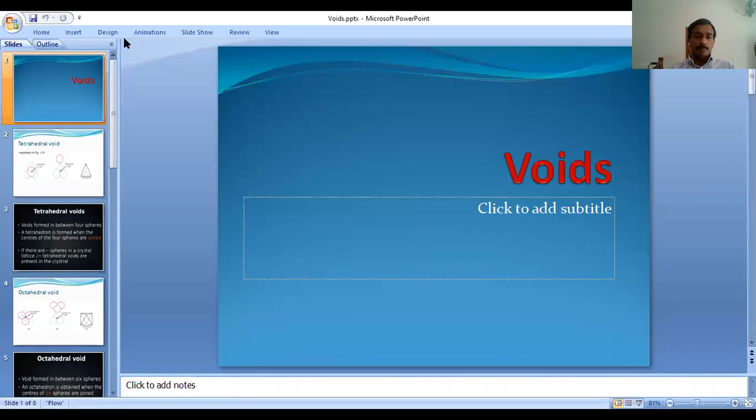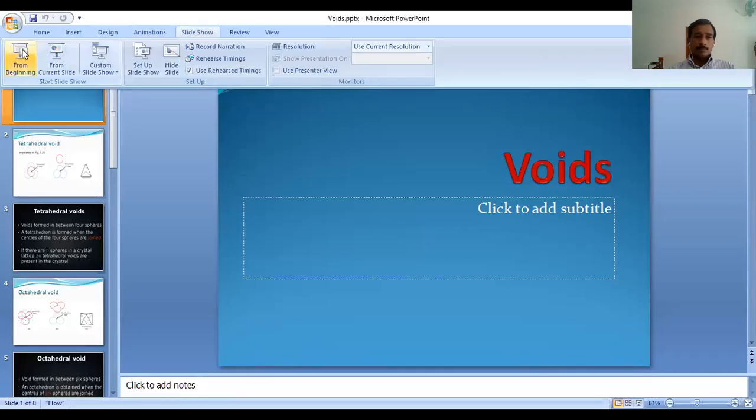Today we will discuss tetrahedral and octahedral voids. Already we mentioned voids are the vacant spaces in a crystal lattice.